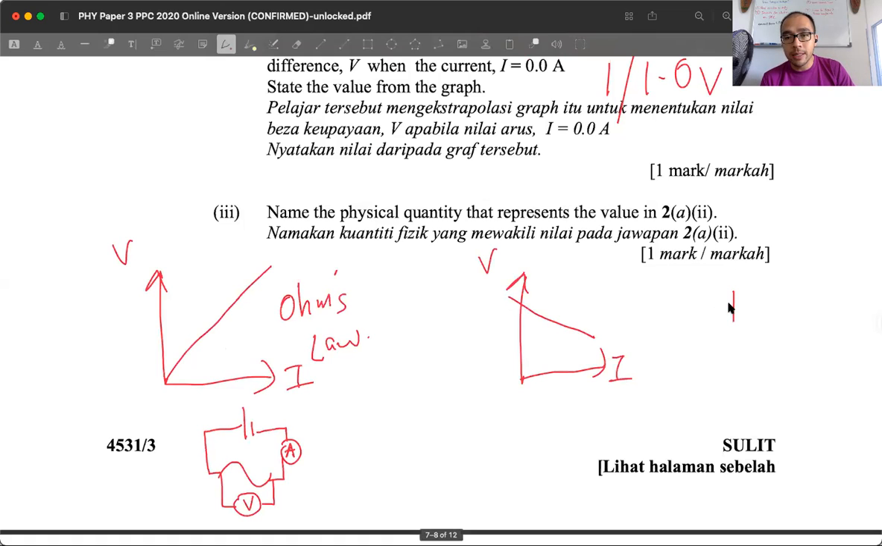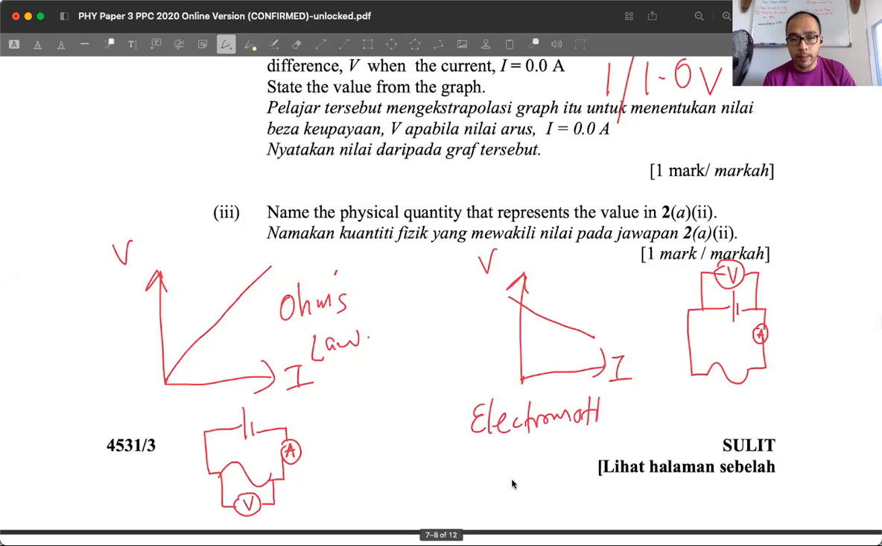Okay, the setup is like this. Constant wire, ammeter, but the voltmeter is at the battery. Okay, because this one is to determine the electromotive force. So same graph, just the setup is different and the purpose of the experiment is different.